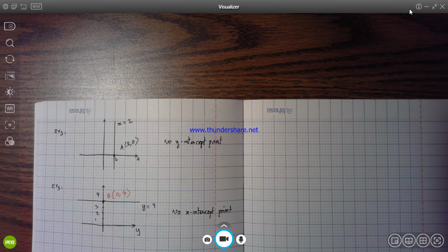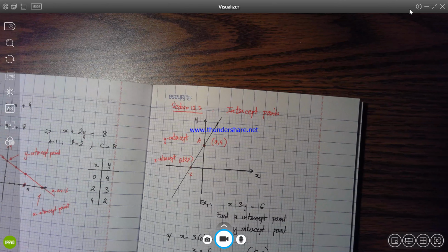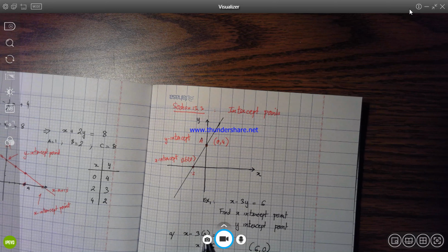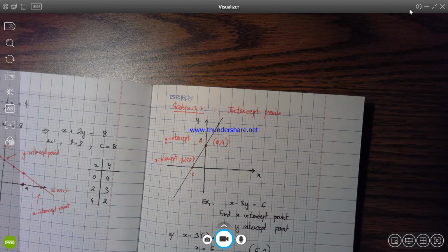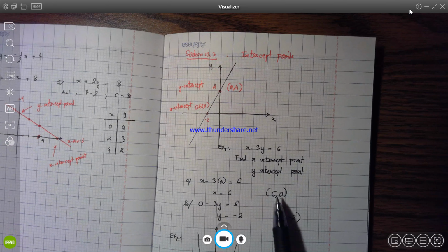So let me see. I think that's all for section 13.3. A very easy section. In this section, you just need to know what an x-intercept point and a y-intercept point are. So in conclusion, let me summarize everything. An x-intercept point is an intersection point between a curve or the line and the x-axis. A y-intercept point is the intersection point between the curve or the line and the y-axis. In order to find the x-intercept point, we replace y with 0. In order to find the y-intercept point, we replace x with 0. And make sure that your answer is in ordered pair form.